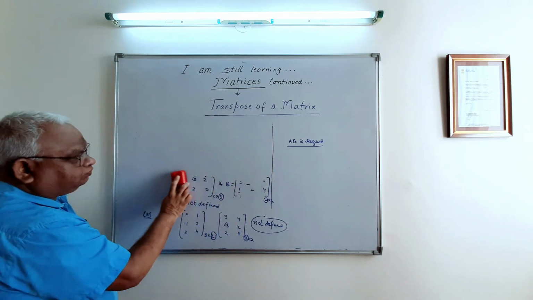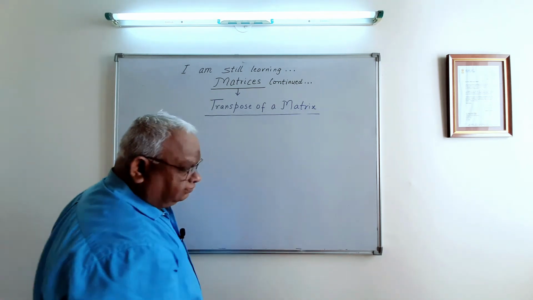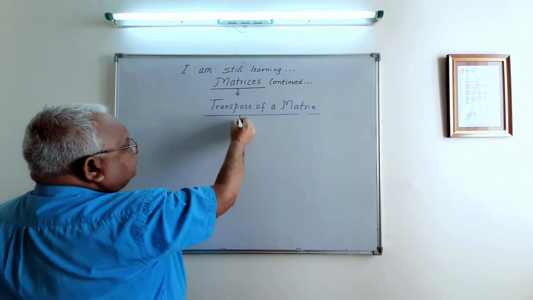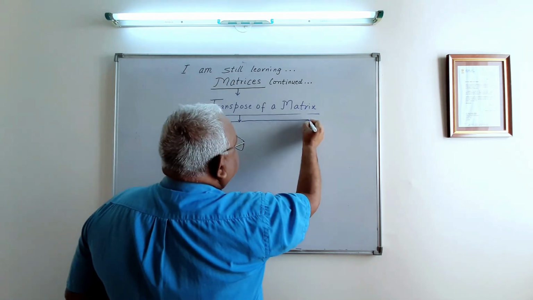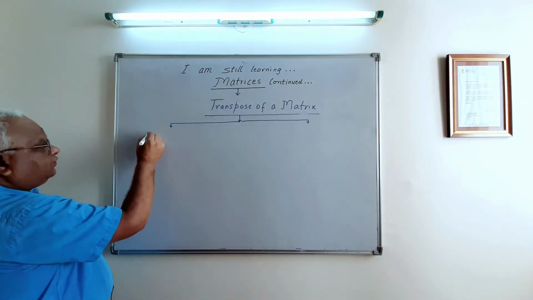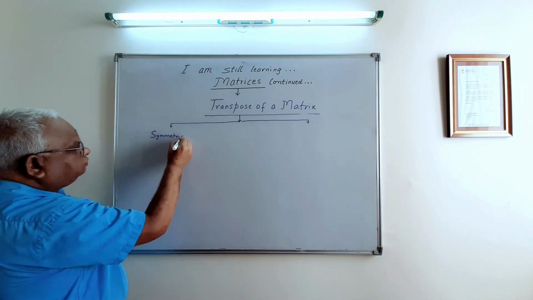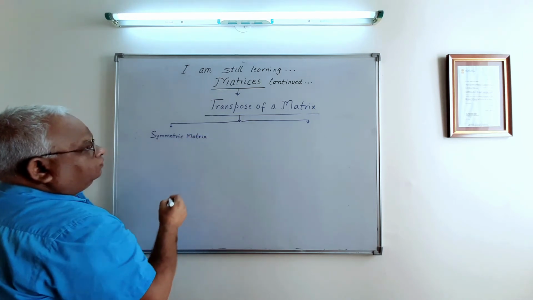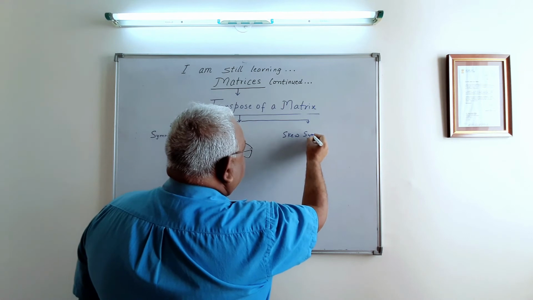let us move further with more on transpose. More on transpose. There are two divisions of transpose of a matrix. One is symmetric matrix and the other is skew symmetric matrix.